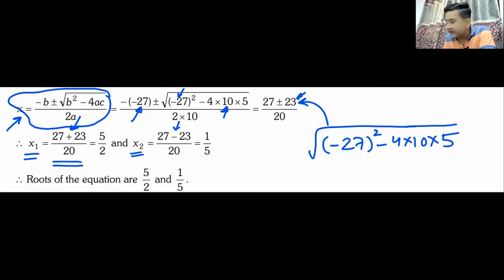First, you have to calculate 27 square. Then you have to subtract 200 from there. You take the root of that thing, you will get 23. And the final answer that you will get will be 5 by 2 and 1 by 5. Yes, Saket, that is correct.